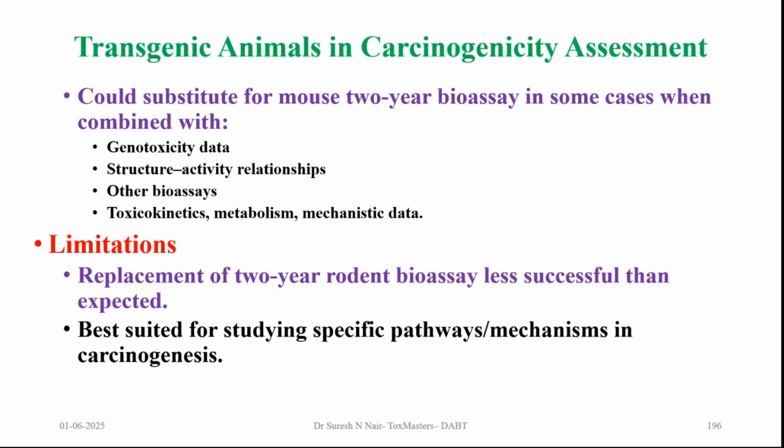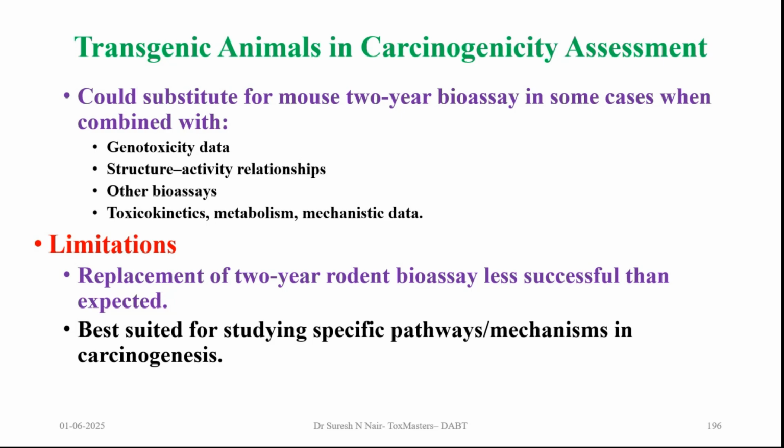And they could substitute the mouse 2-year bioassay in some cases, with the combined effect of genotoxicity, structural activity, other bioassays, toxicokinetics, and mechanism. So the duration can be reduced because of their high sensitivity or high susceptibility for tumor development. The duration can be reduced to 6 months or 3 months, which will be equivalent to the 2-year data that is normally used for the 2-year bioassay for carcinogenesis.